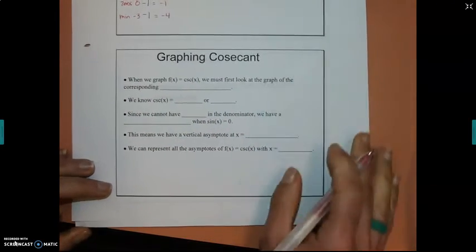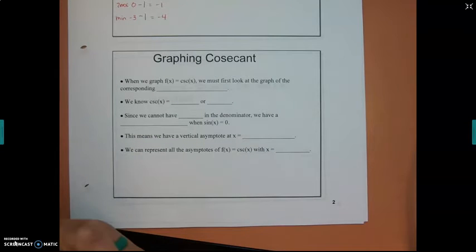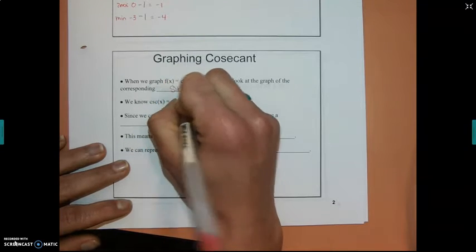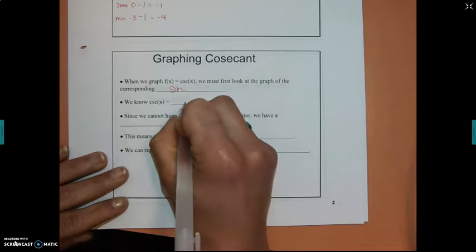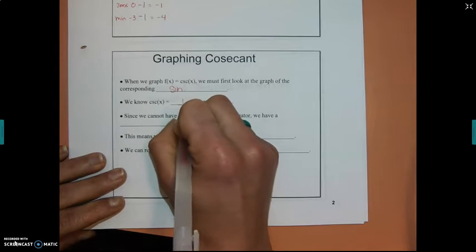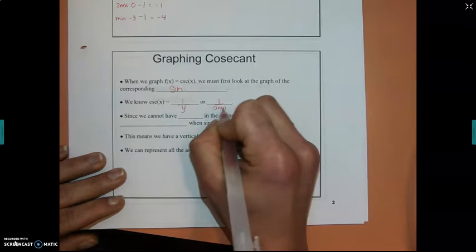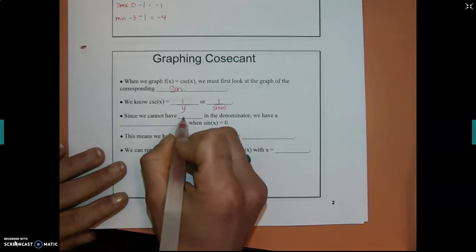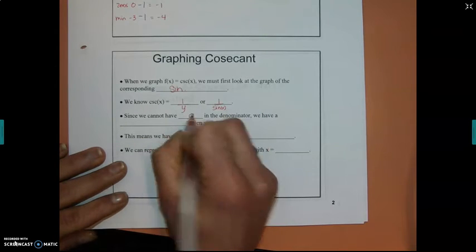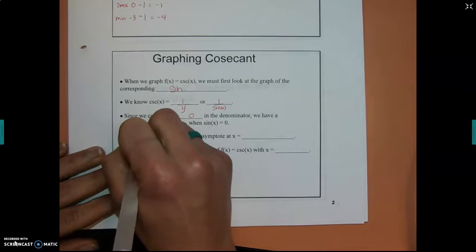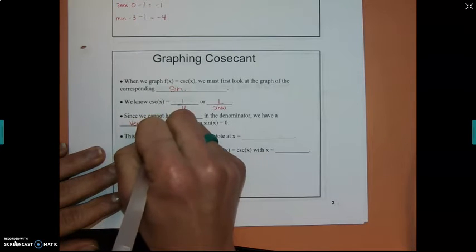Now, the cosecant is very similar. So when we graph the cosecant, you might have already guessed that we're going to have to graph the corresponding sine graph. Okay, and we again know that cosecant is like 1 over y or 1 over sine, since sine goes with y. And then same reason, we can't have 0 in the denominator. So when we do, we have a vertical asymptote.